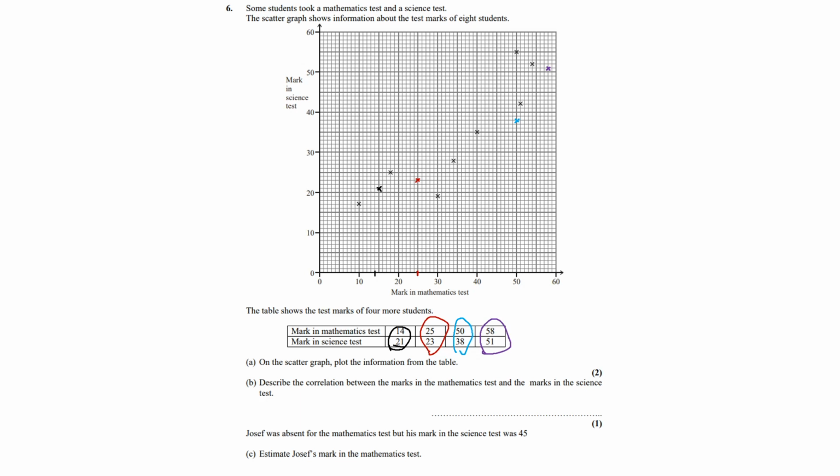Well, as you can see, it's going up as one goes up. So it's a positive correlation. Okay? And finally, we're told Joseph was absent for the maths test, but his science mark was 45. What is Joseph's mark going to be?